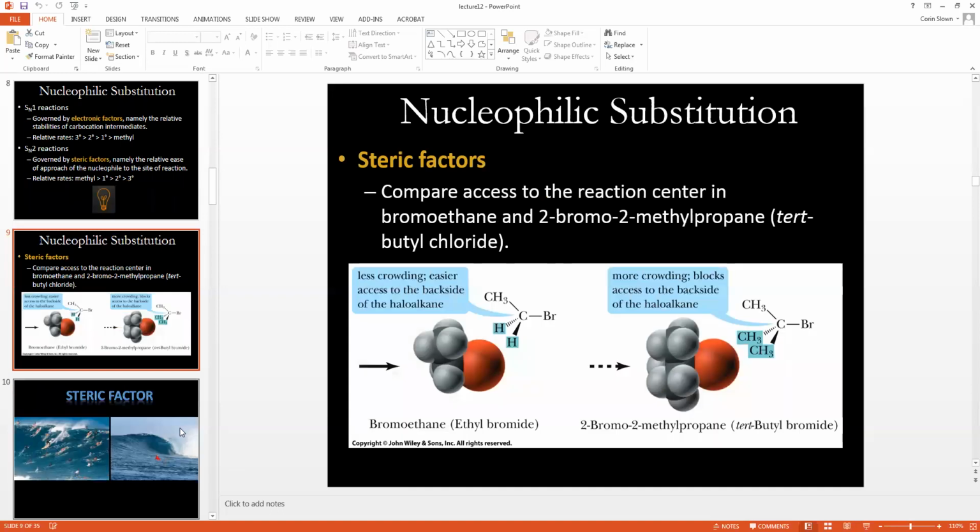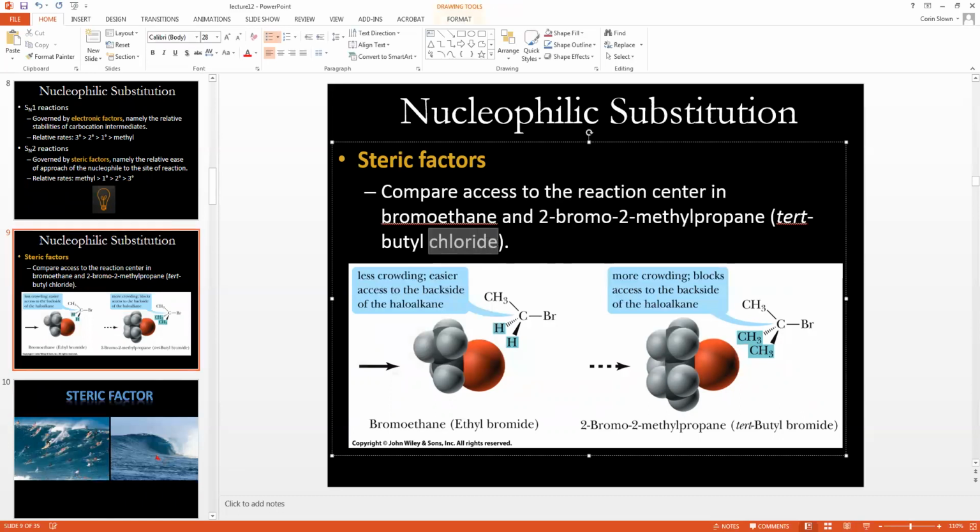If we think about steric factors, one of the ways we can see this is if we compare the access to the reaction center for bromoethane and then for 2-bromo-2-methylpropane. So for example, 2-methylpropane is the tert-butyl chloride part. And so if you think, in this case it should be bromide, not chloride, sorry about that. Let's fix that. So if we think about tert-butyl bromide, this is our bromide, our really great leaving group, and then this is the backside. So that's all of these molecules. And you can actually see here how this is far more clustered or crowded than it is here for bromoethane.